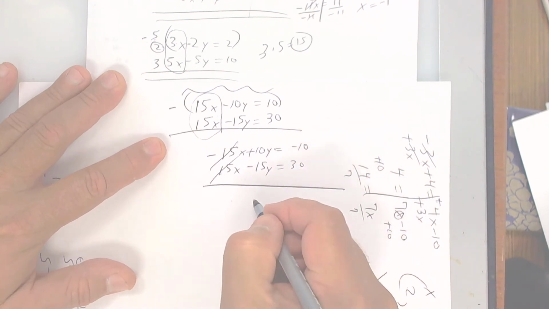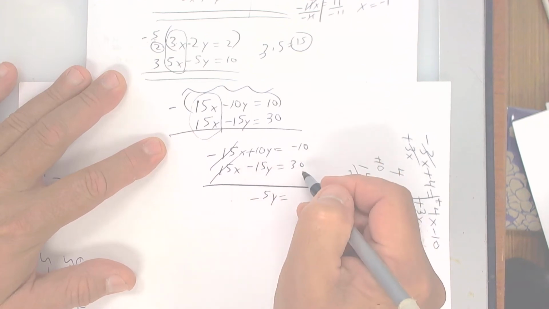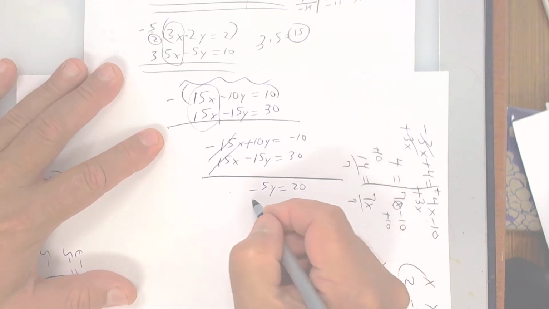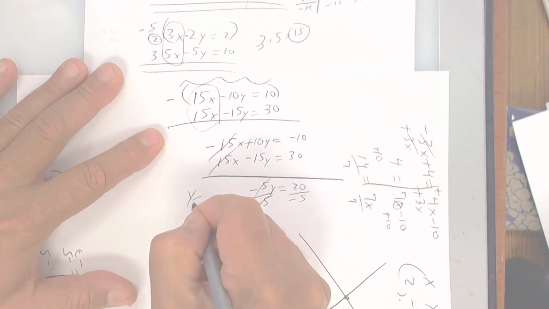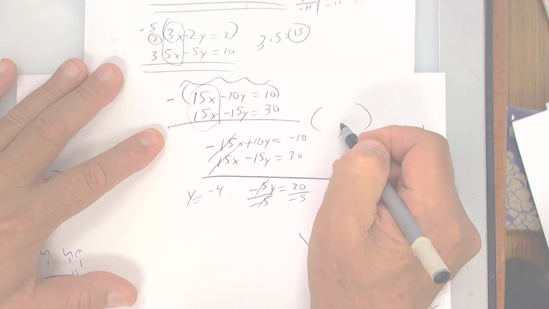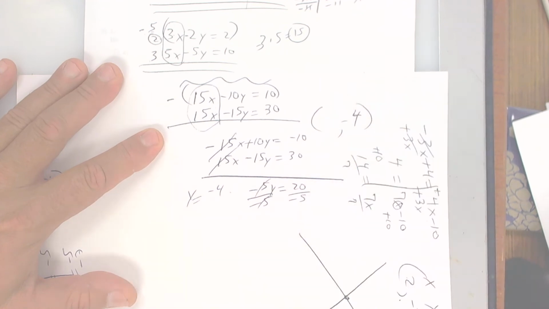So this gives me a negative 5y is equal to whatever that is, a positive 20. I divide by negative 5 and I get y equals negative 4. So y is negative 4. You can see this one was a lot of work, and some of them will be.